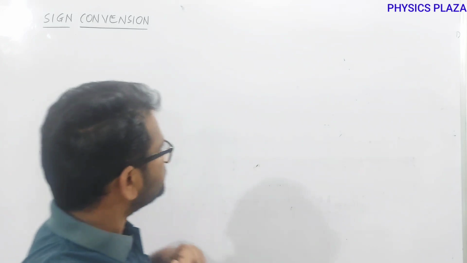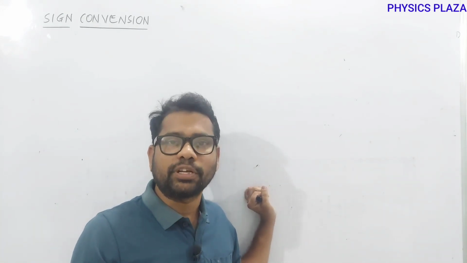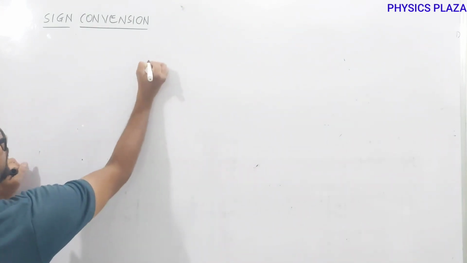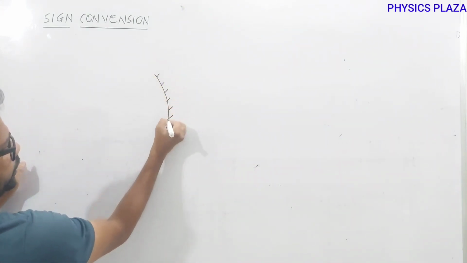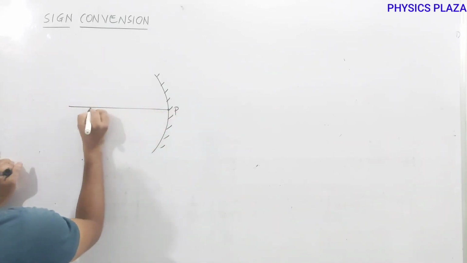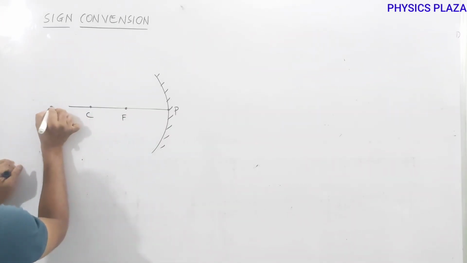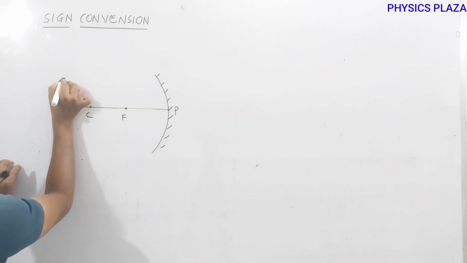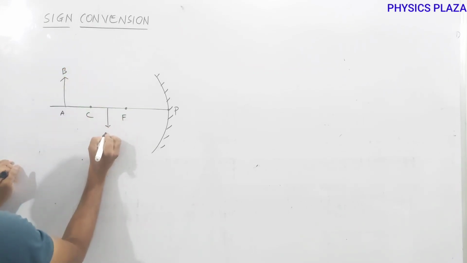So children, to understand this, you can take any case of either a concave or a convex mirror. Let me take one example. Here is, let us say, a concave mirror, the principal axis, pole, center of curvature, focus. For example, somewhere here the object is placed, AB is the object. So we know that the image is formed here.